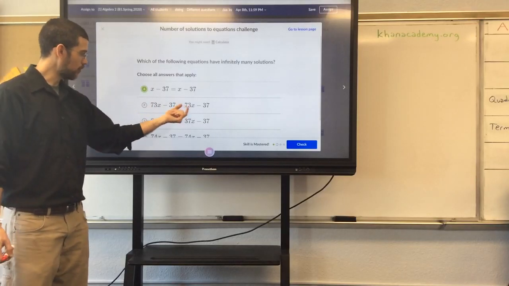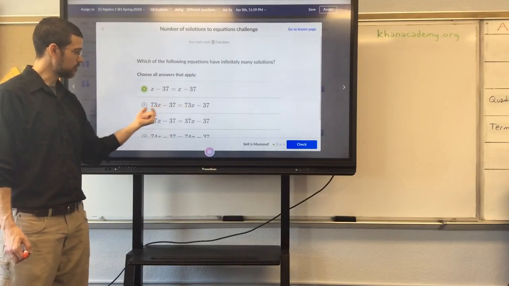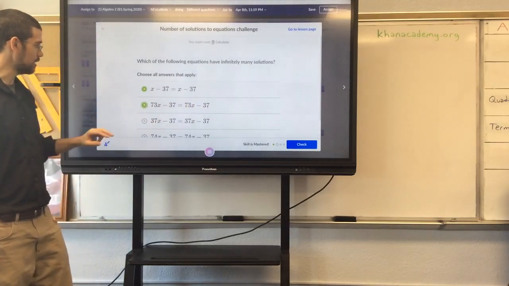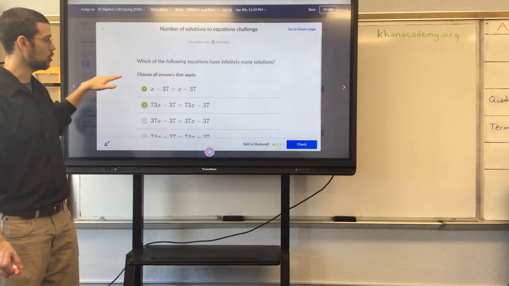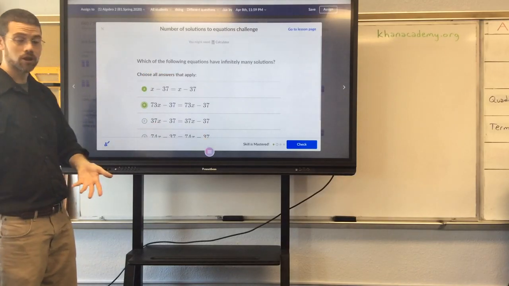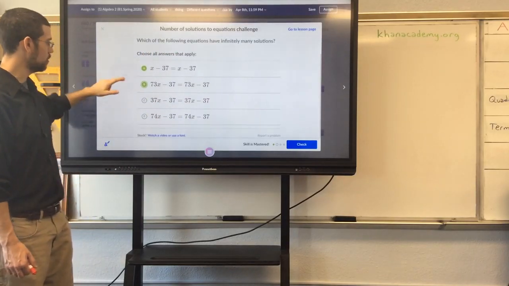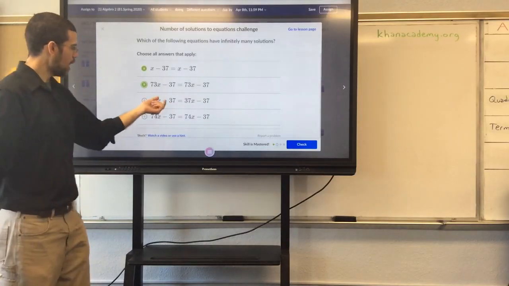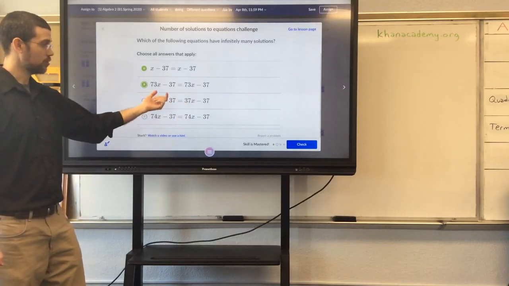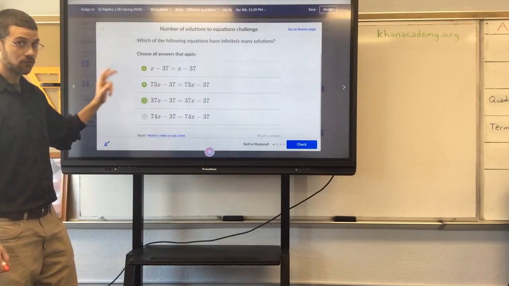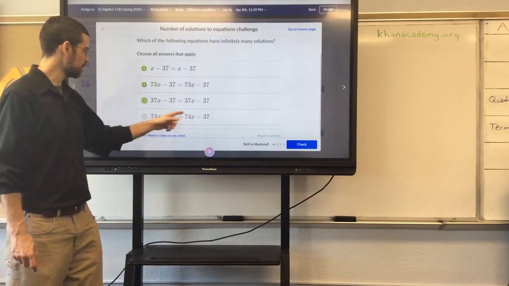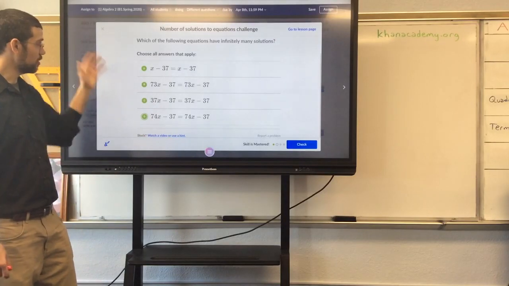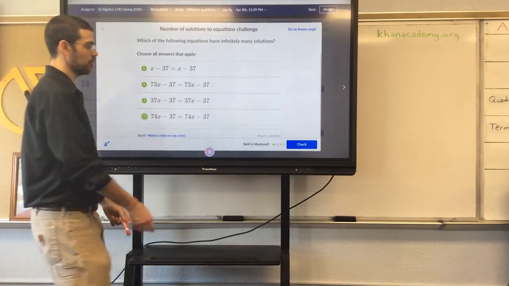Here we have the same number of x's, and when you cancel them out, you get the same constant. So this has infinitely many solutions. Notice it says choose all the answers that apply, so it could be all of them, it could be 2, it could be 1. We have 2 so far. This has the same number of x's and the same number that results, so that has infinitely many solutions. This has the same number of x's and it has the same constant, so indeed all of those equations have infinitely many solutions.